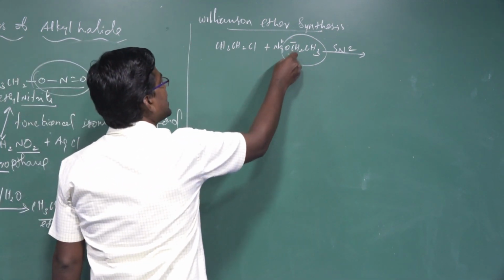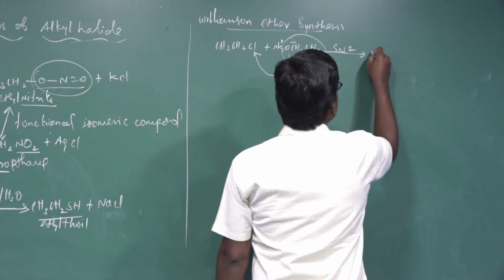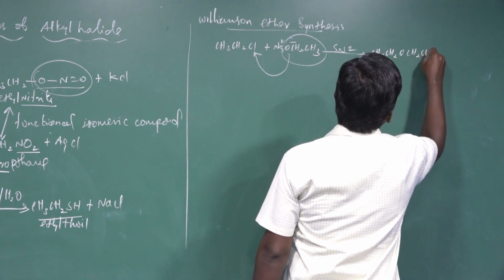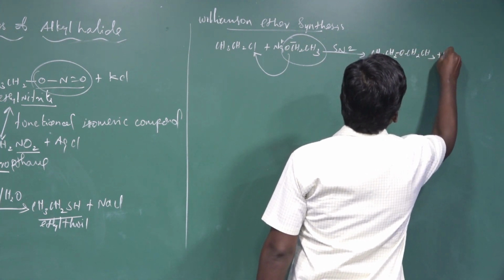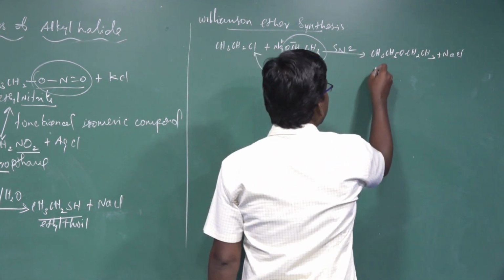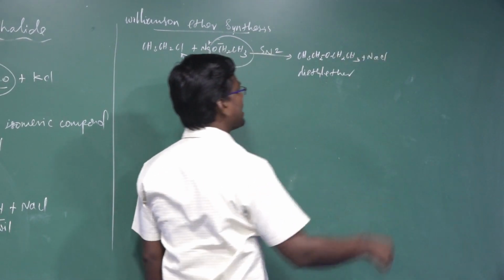The nucleophile substitutes in the place of chlorine to form CH3CH2OCH2CH3, and NaCl is removed. So the product is diethyl ether.